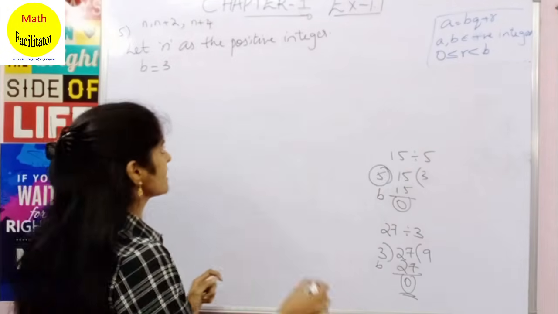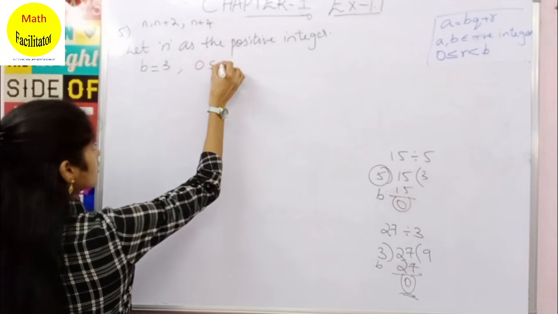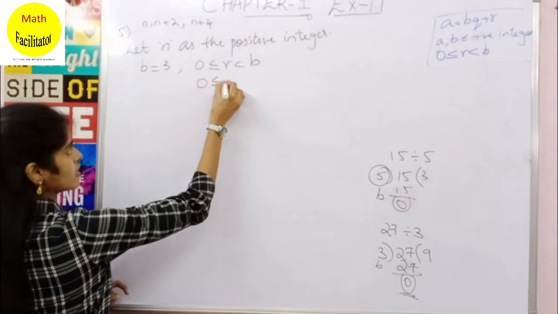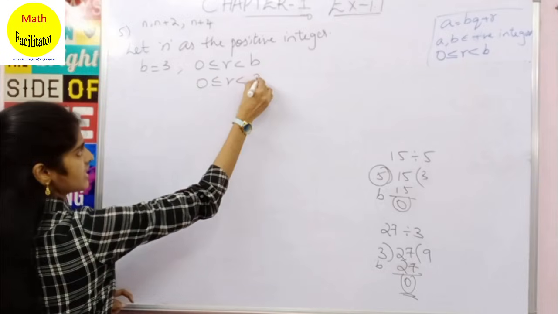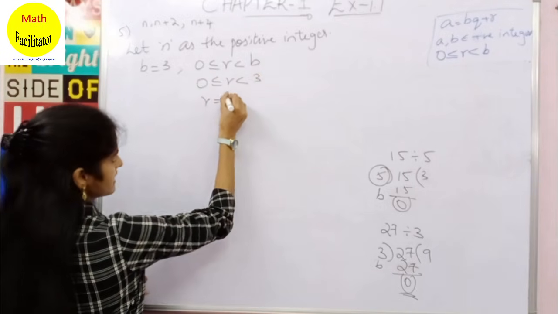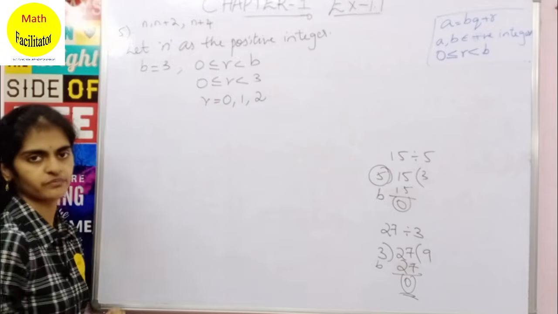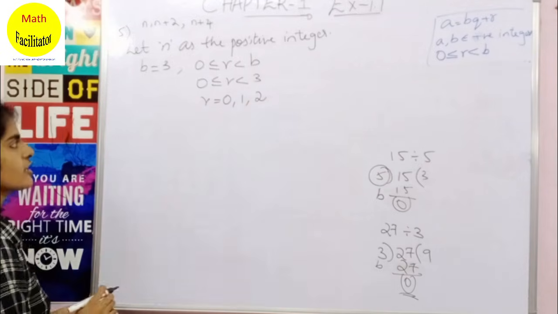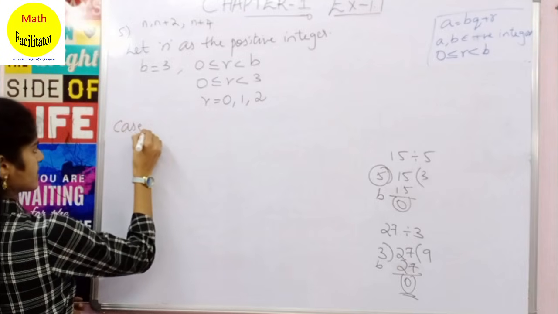Now using Euclid's division algorithm, when b is equal to 3, what are the values of r? r can be 0 less than or equal to r less than b. What is b? b is 3. That means r can take 3 values: 0, 1 and 2. You will stop at 2 because r is less than 3.